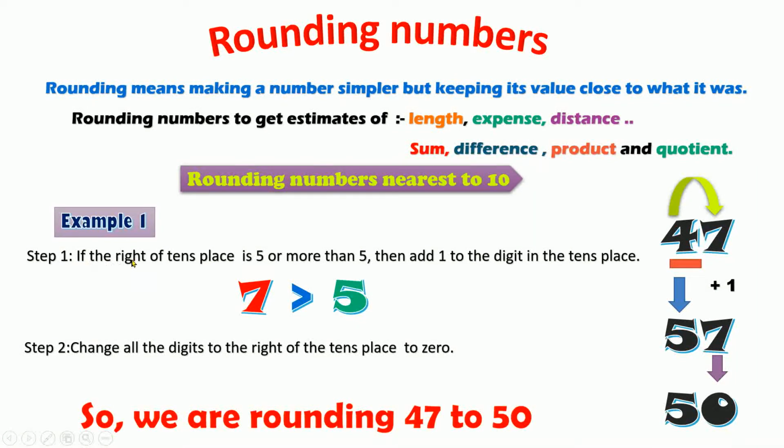Step 1, if the right digit of the tens place is 5 or more than 5, so the right digit is 7. 7 is greater than 5. Then add 1 to the digit in the tens place. So we are adding 4 plus 1. So the number becomes 5. Step 2. Change all the digits to the right of the tens place to 0. So we are changing 7 to 0. So we are rounding 47 to 50.